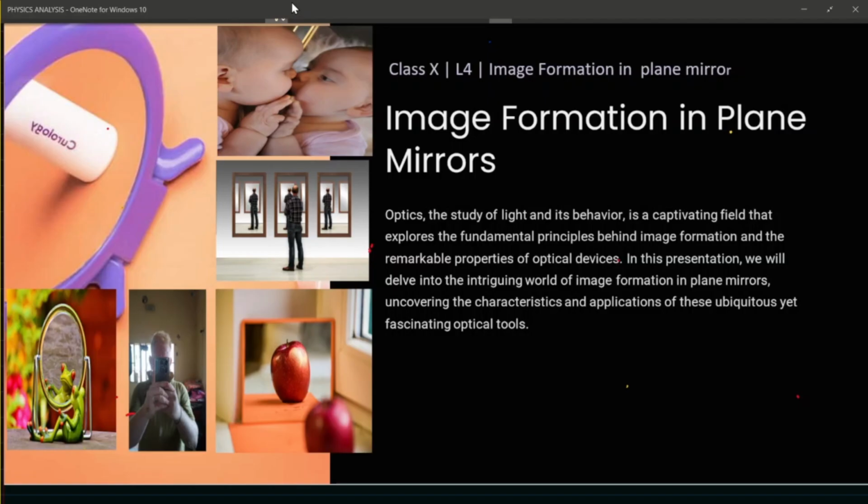Today we will explore the magic of image formation in plane mirror. We'll see how light reflects and creates the image you see every day.